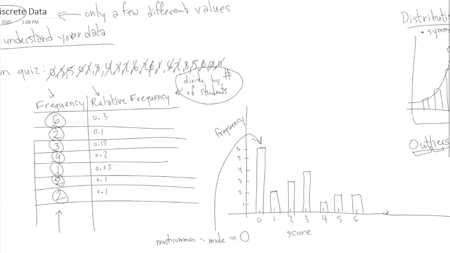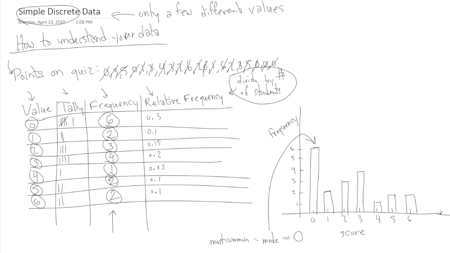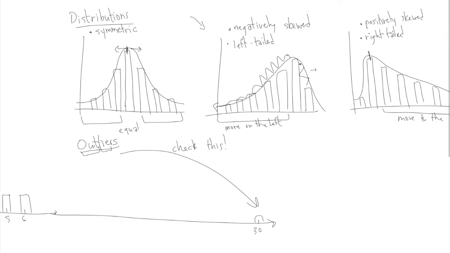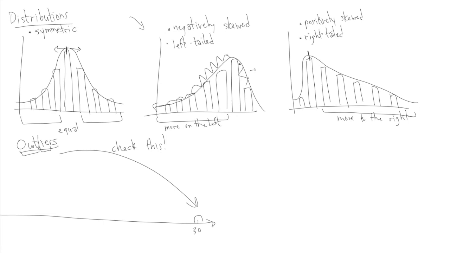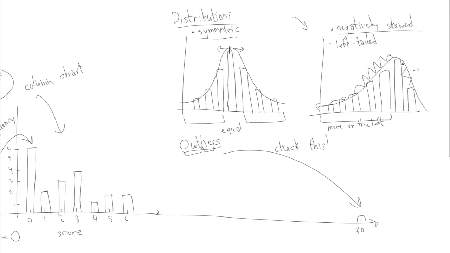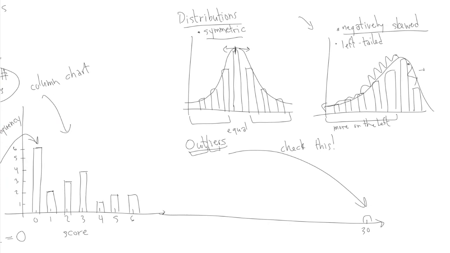So let's review. Trying to understand your data: if it's just written as a list of numbers, it's kind of hard to see. Put it into a table, make a column chart to see where the mode is, which is the most common, and see what the general shape is. If it happens to fall into one of these three distributions, then you can describe it as symmetric, negatively skewed, or positively skewed based on how it looks. And if you notice that some data point is way off, then you can go ahead and check whether it is an outlier. Maybe it's legit, maybe it's not.